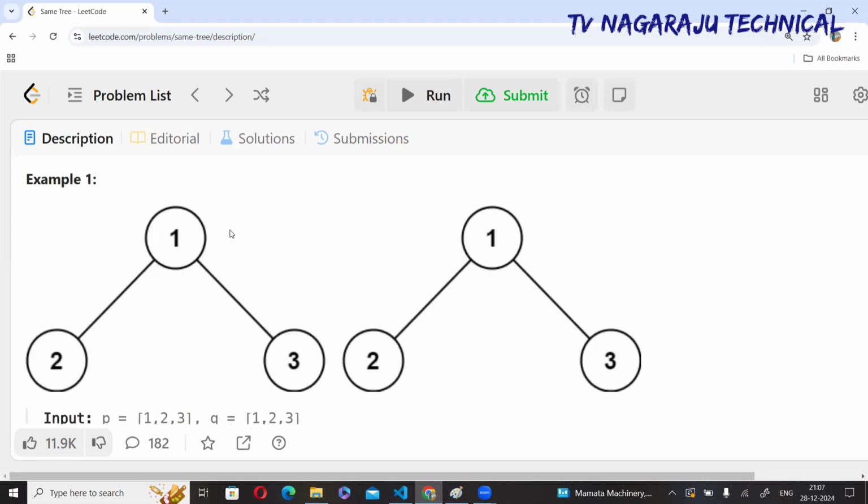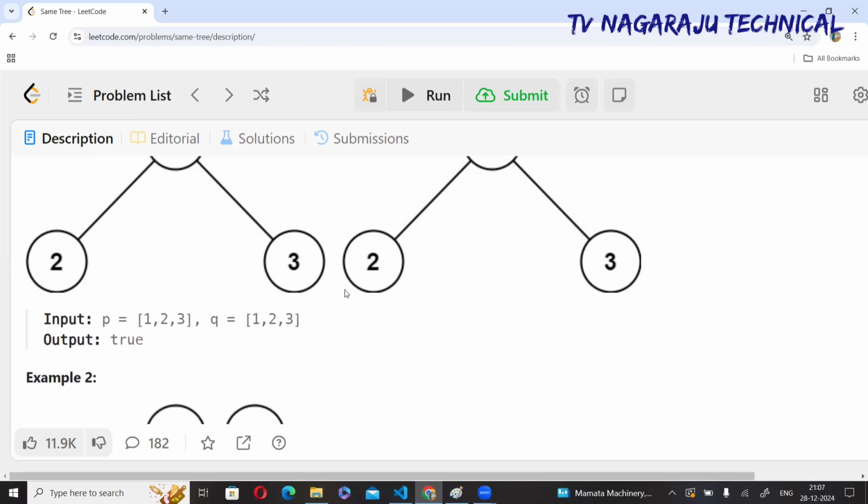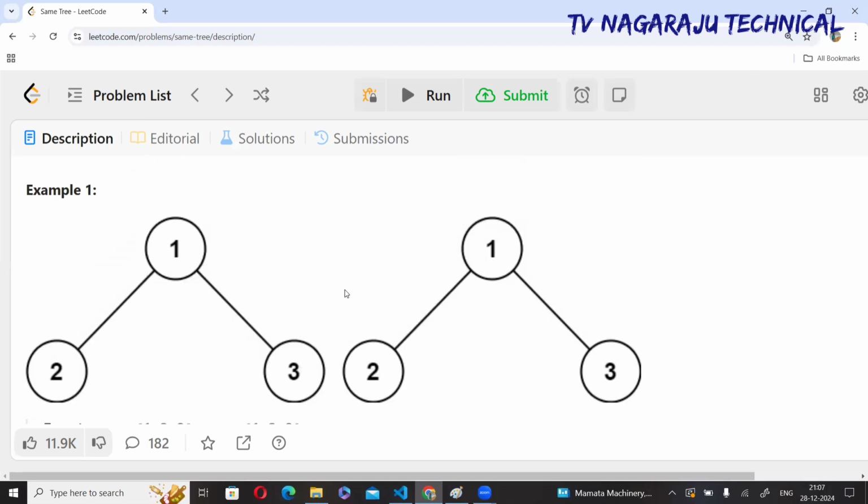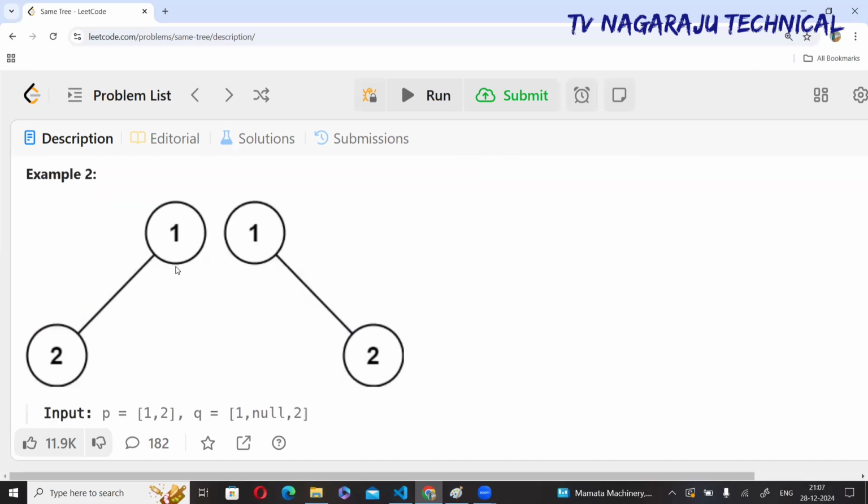See the example. One is the root, one is the root. One has a left child, one has a right child. Left child value is 2, right child value is 3. Similarly, here left child value 2, right child 3. The structure is the same. At the same time, the values are also the same. Now, both the trees are equal. That is the same tree.